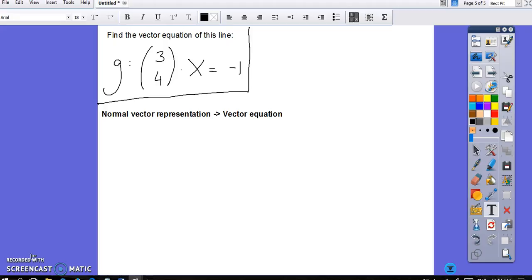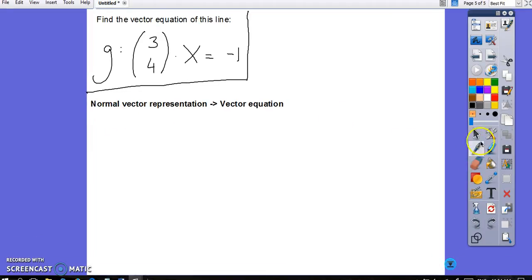So the first thing I'd like to do is I've given you a line here, and I'd like to take you through step by step how to transform this normal vector representation of the line into the vector equation of this same line. And we have two possible methods for this. I'll show you both because I think it's helpful for your understanding to see both, and you can then choose the one that you prefer to do this yourself. So, method 1.